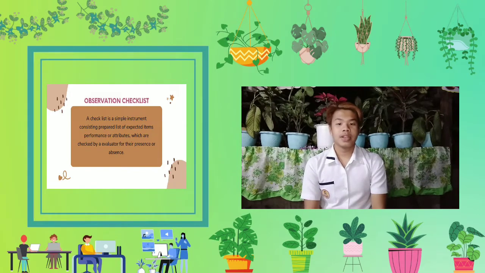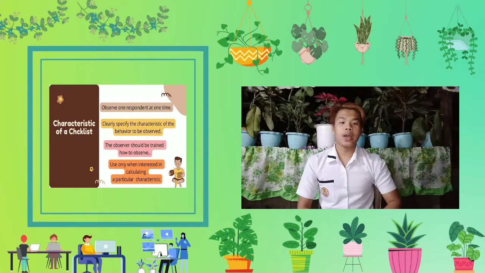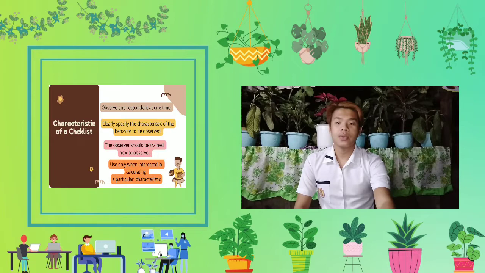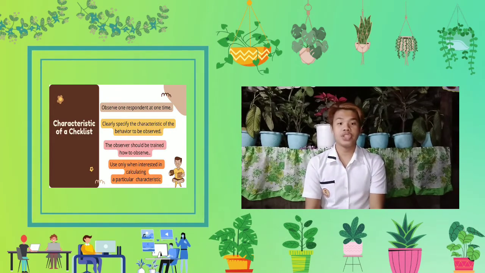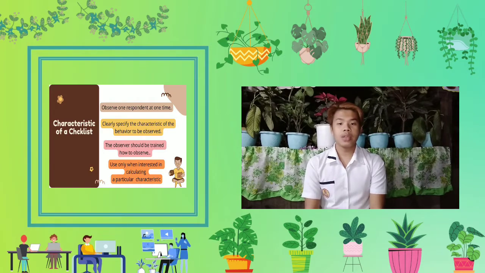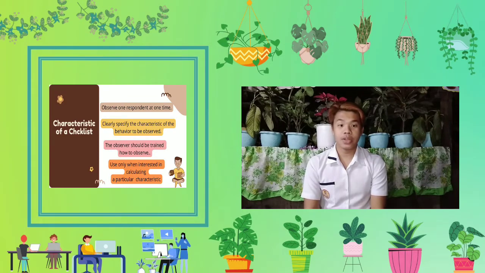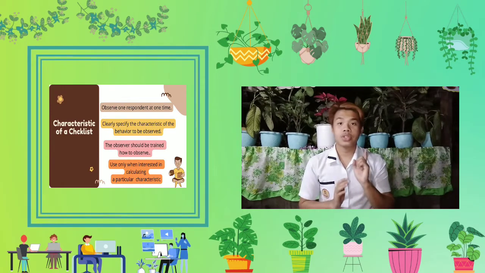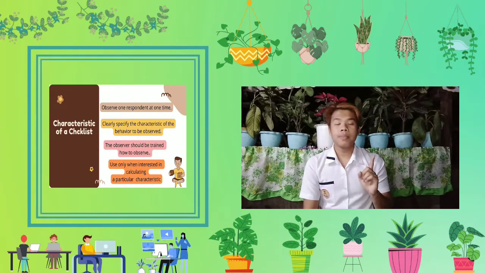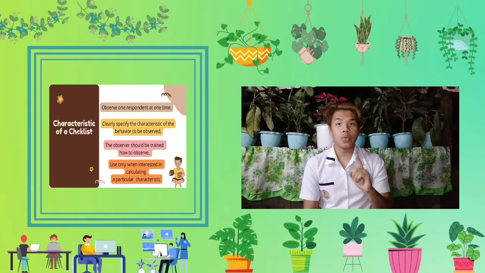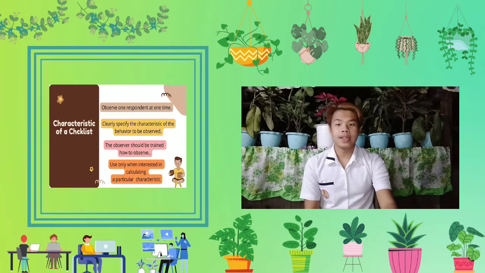And these are the characteristics of a checklist. First is observe one respondent at one time. Observation checks allow teachers to examine and adjust their teaching practices to cater to the learning needs of their students, to determine ways to correct disruptive behavior. So in short, one person at a time. So one person or one learner for one checklist. One checklist for one learner.